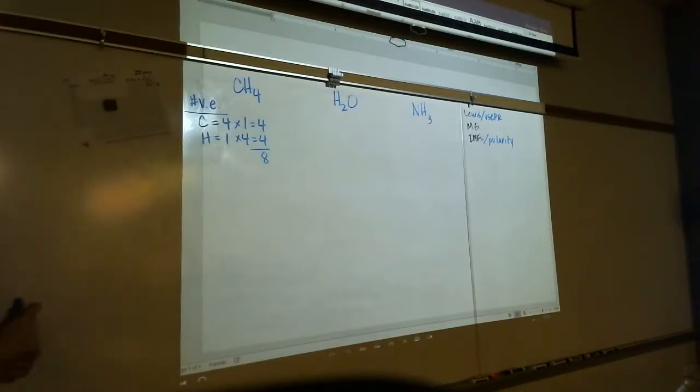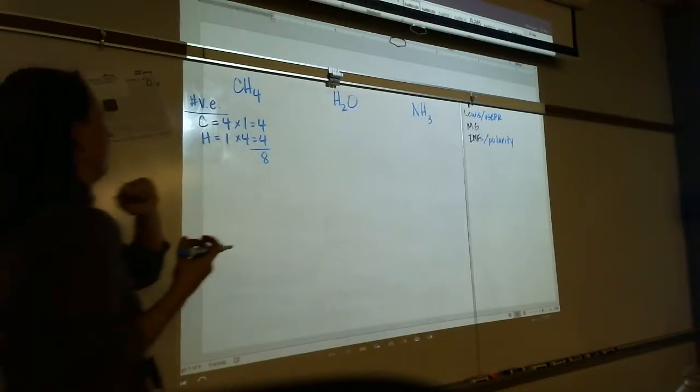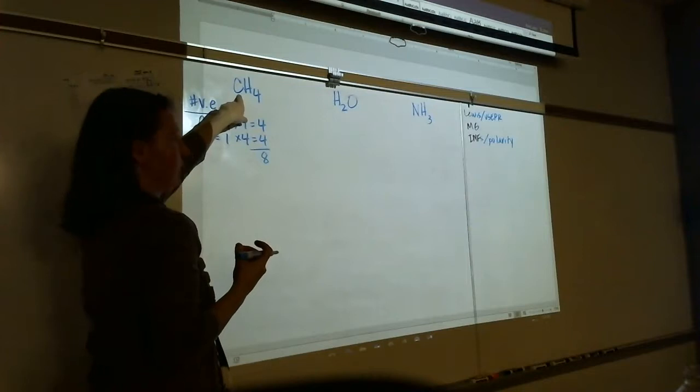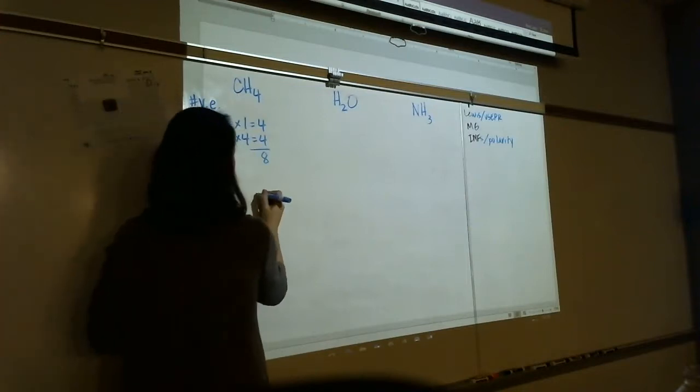Okay, now let's pick the central atom. Hydrogen can never, ever be the central atom. Why? It can only form how many bonds? 1. It can only form 1 bond, right? So it doesn't make sense to put it in the middle because it can only form 1 bond. So by default, carbon's got to be the central atom, right? So carbon goes in the middle.